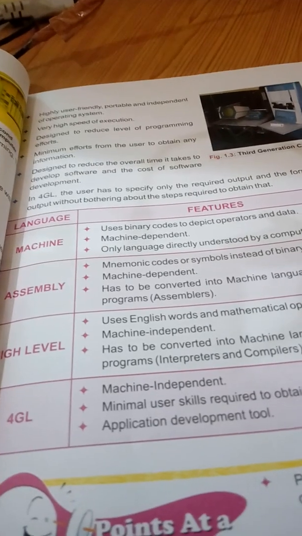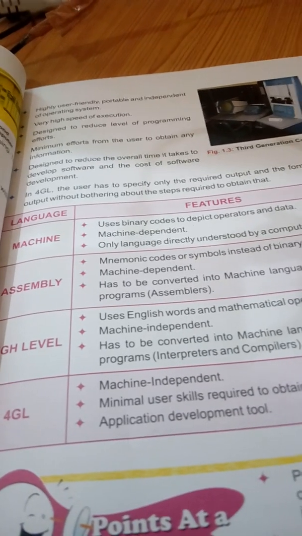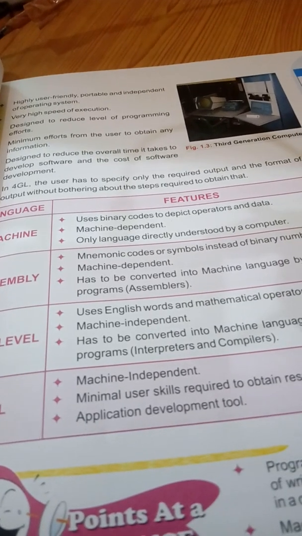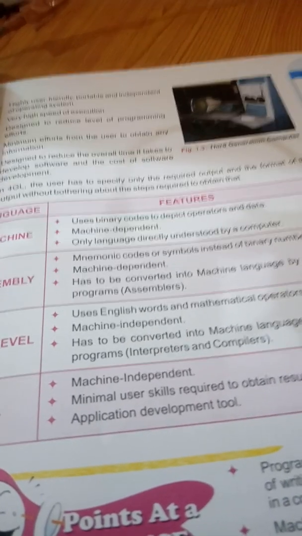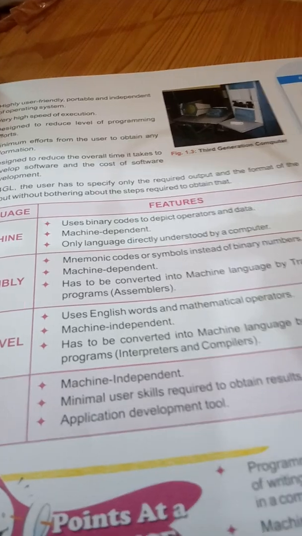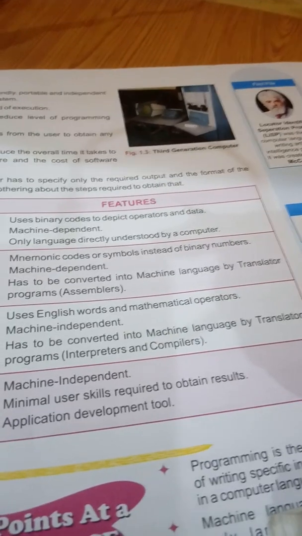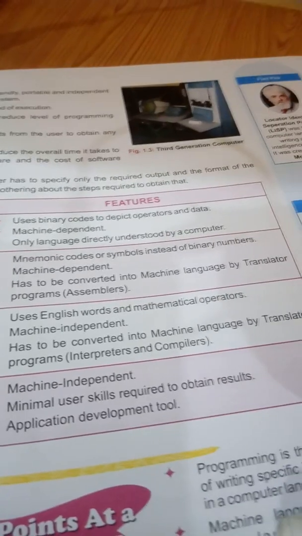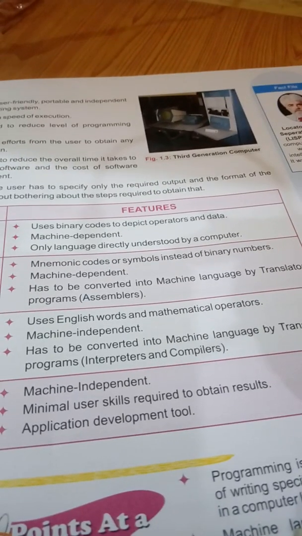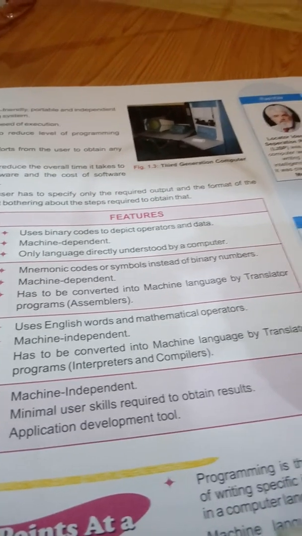Next, high level language. High level language uses simple English words and mathematical operators. It is machine independent because it is easily understandable by the user, and it has to be converted into machine level language by translator programs called interpreter and compiler. Every program written in a high level language has to be converted into machine level language by the translator program, that is, interpreter and compiler.